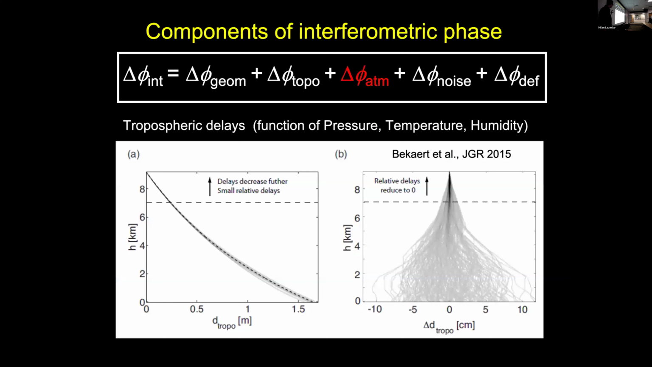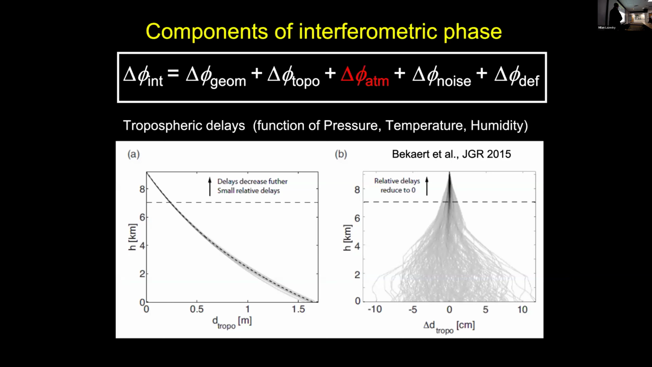So the tropospheric part comes because we think of the speed of light, the speed of electromagnetic waves, as being constant, and often we forget that that's in a vacuum, and the atmosphere isn't a vacuum. The troposphere has a lot of stuff in it, and that gives you delays to the radar wave.